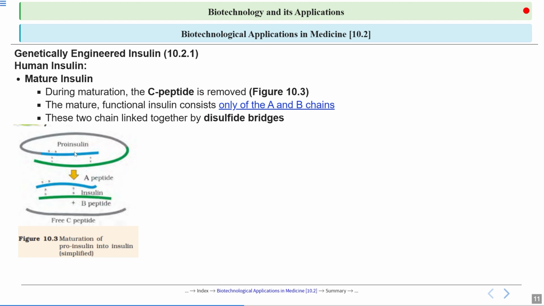And these are the disulfide bridges. So to make this proinsulin into insulin, they removed this C peptide. This C peptide became free, and this A and B peptide have been linked together by disulfide bridges, and this is how mature insulin looks like.